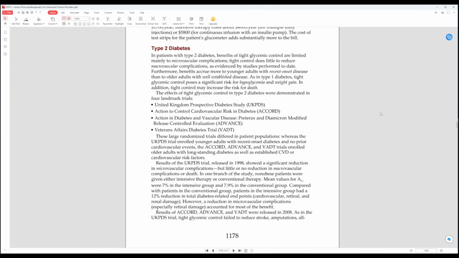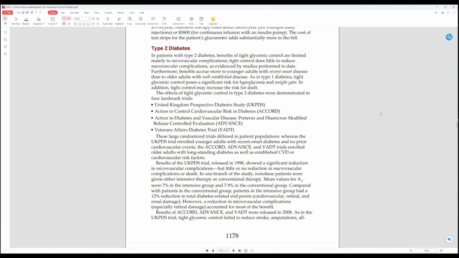Bringing us to type 2 diabetes. In patients with type 2 diabetes, benefits of tight glycemic control are limited mainly to microvascular complications. Tight control does little to reduce macrovascular complications, as evidenced by studies performed to date. Furthermore, benefits accrue more to younger adults with recent onset disease than to other adults or older adults with well-established disease. As in type 1 diabetes, tight glycemic control poses a significant risk for hypoglycemia and weight gain. In addition, tight control may increase the risk for death.